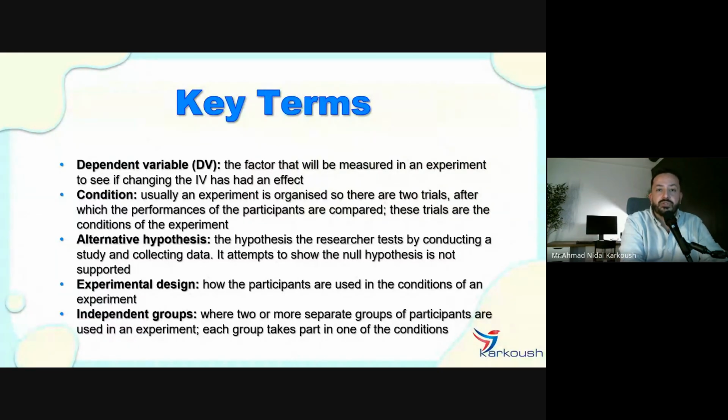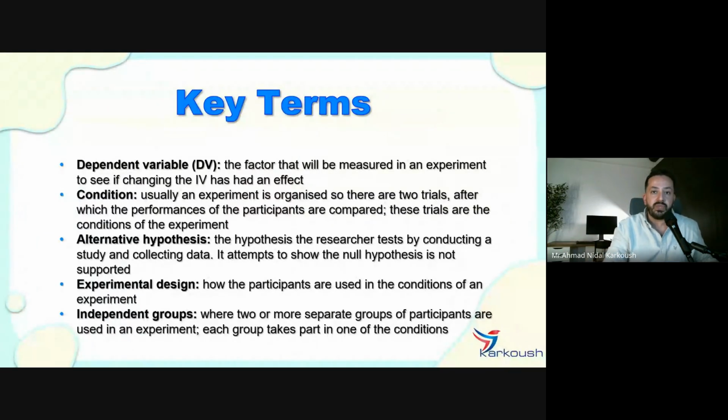So an alternative hypothesis is the hypothesis the researcher tests to show that the null one is not supported, that there is an effect. Something is indeed affecting another thing. Okay? So that's an alternative hypothesis. Again, it's a hypothesis that the researcher tests by conducting a study and collecting data. The purpose is to show that the null hypothesis, the hypothesis that says nothing will happen, is not supported.